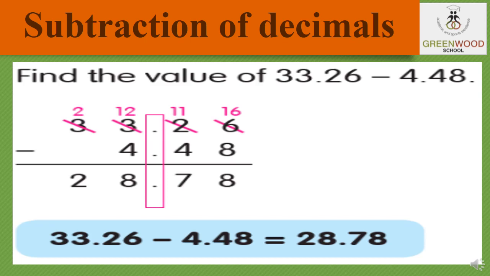So 3 becomes 2 and 2 minus 4 again not possible. So we'll borrow a tens from 3. So 2 becomes 12 and 12 minus 4 is equal to 8. And the last digit becomes 2. So we'll carry it as it is down. So 33.26 minus 4.48 is equal to 28.78.